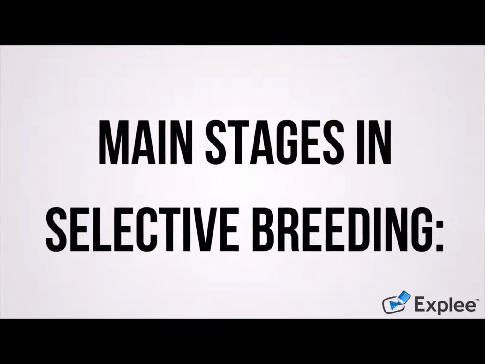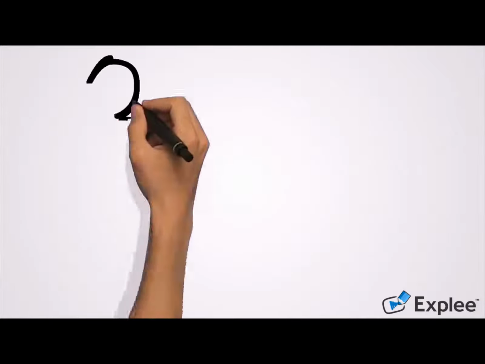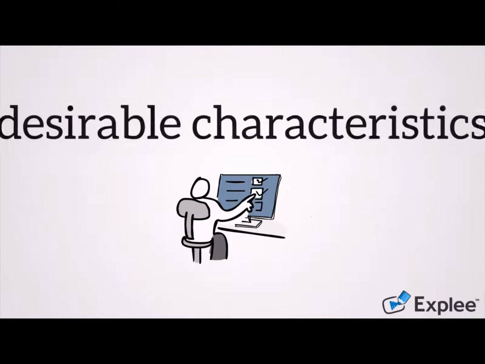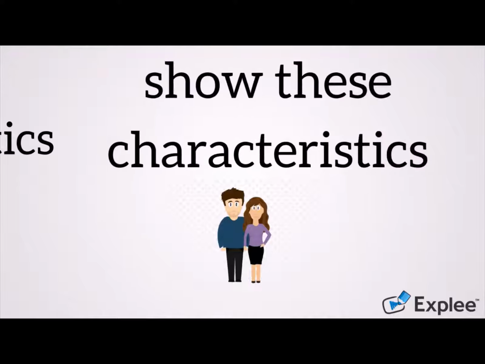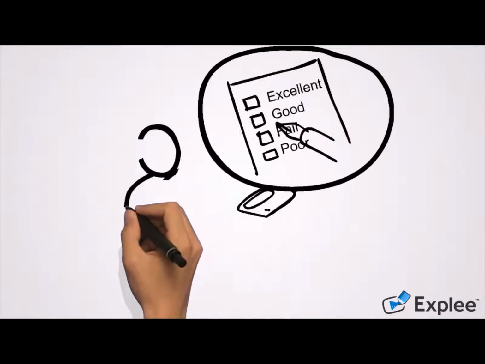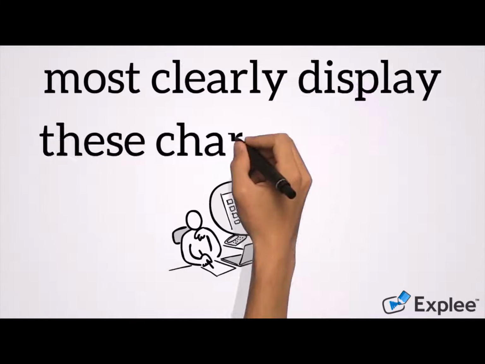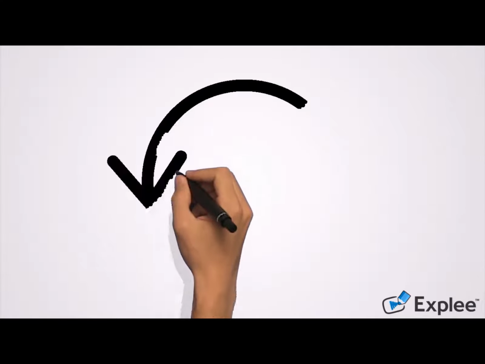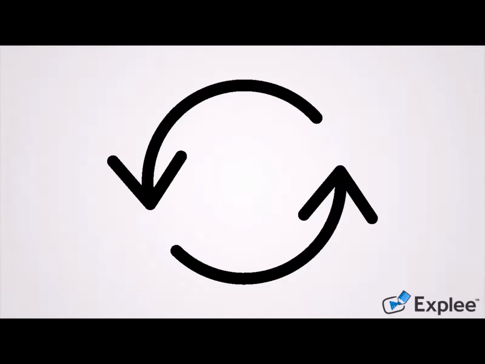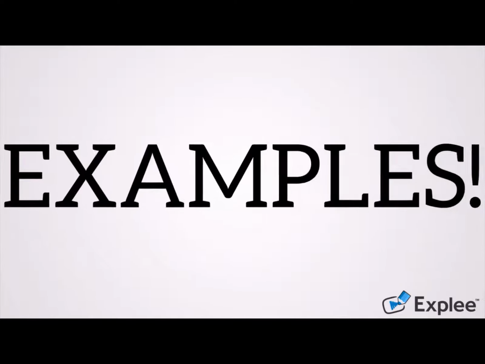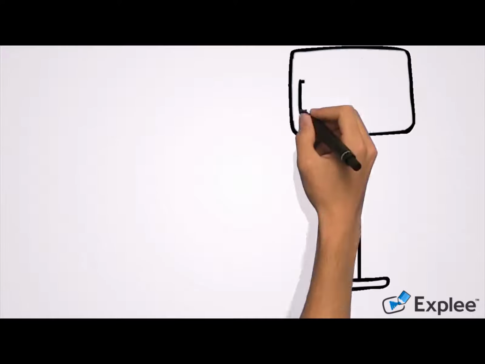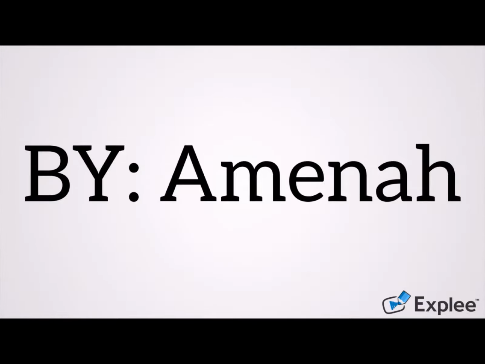Here are the main stages in selective breeding. To decide which characteristics are desirable, to select the parents that show these characteristics, to choose the offspring that most clearly display these characteristics and use them to breed the next generation, and lastly, to repeat the process continuously. Now, let us consider some examples of how selective breeding is used to improve crops. Let us start with introduction of disease resistance to varieties of wheat by Amena.